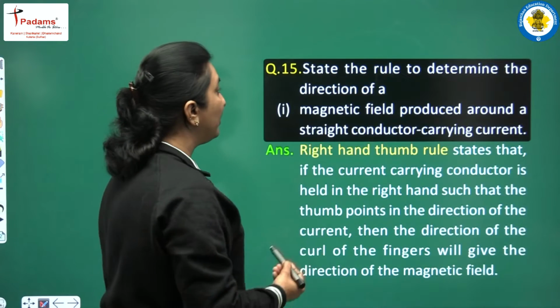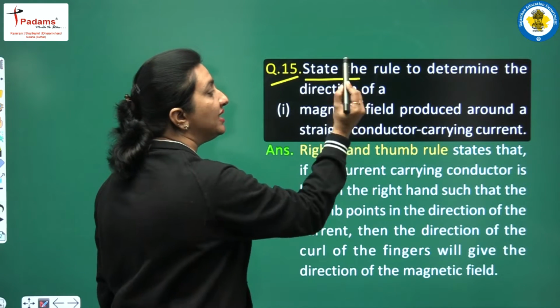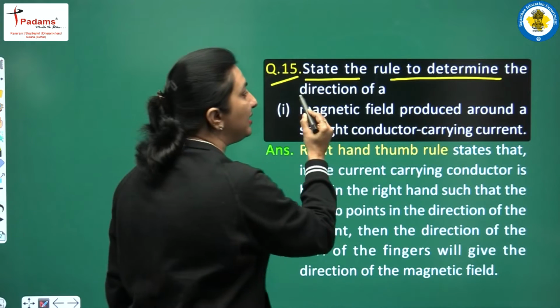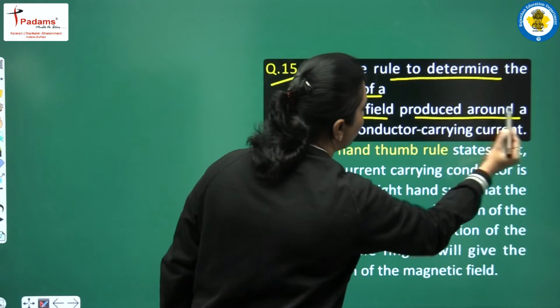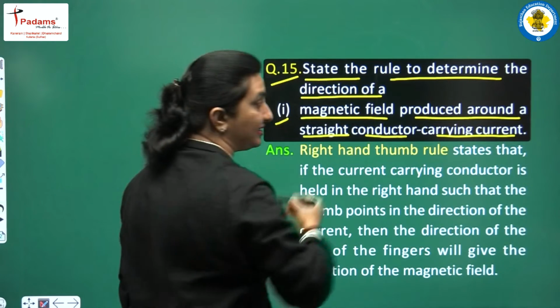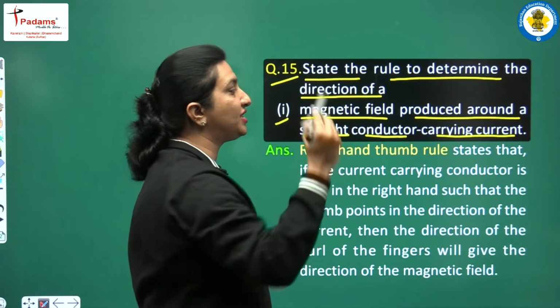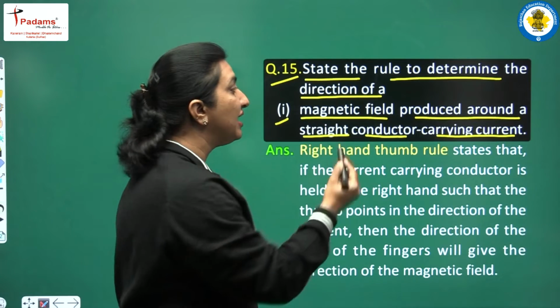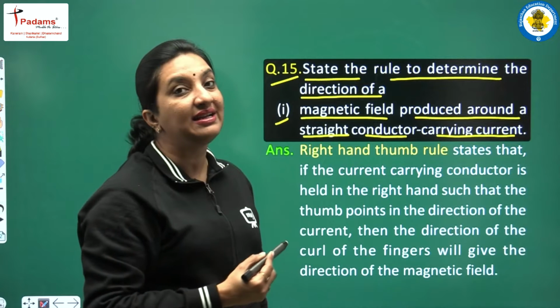Let's see the next question, which is question number 15. State the rule to determine the direction of a magnetic field produced around a straight conductor carrying current. Now students, here what they have asked: state the rule to determine the direction of a magnetic field produced around a straight conductor carrying current.